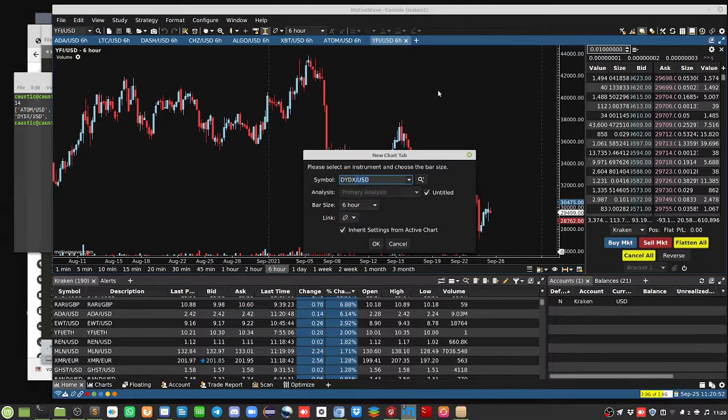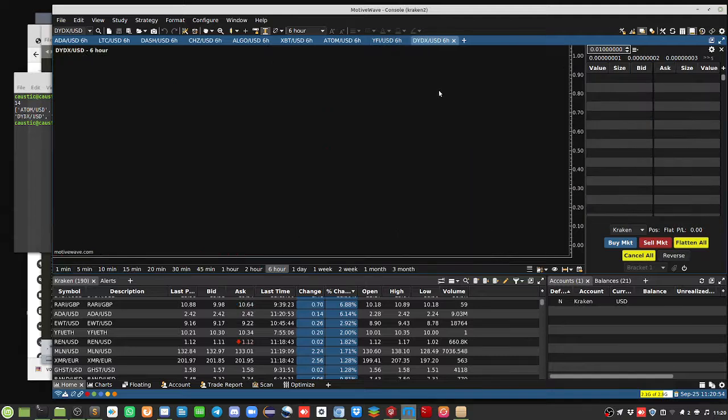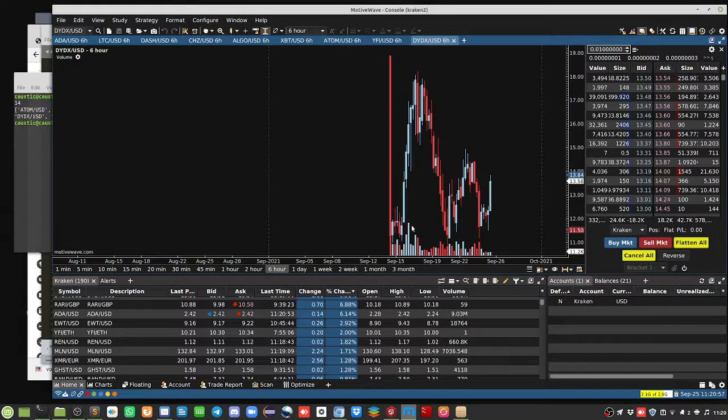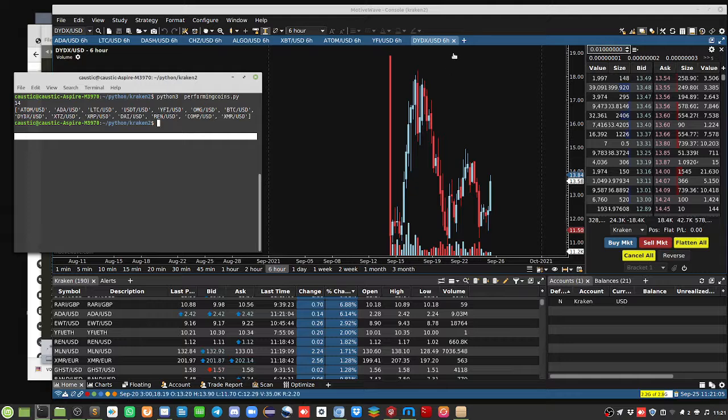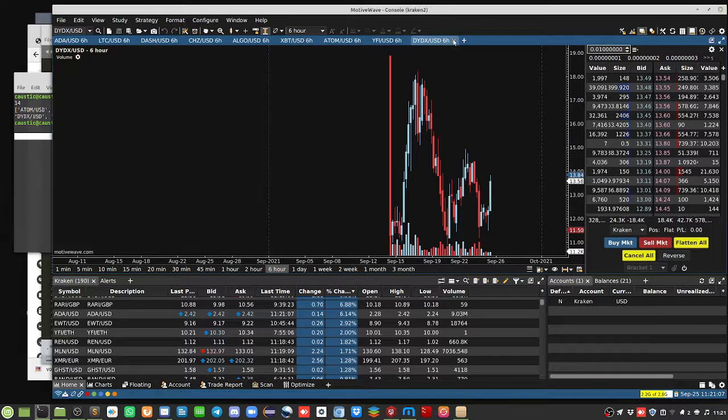DYDX as well. So you can see there are some decent, good-looking coins. You can see here this one has a nice increase today, so that's one of those coins that will lead you out as well. Here we have Tezos as well. Let me show you that.